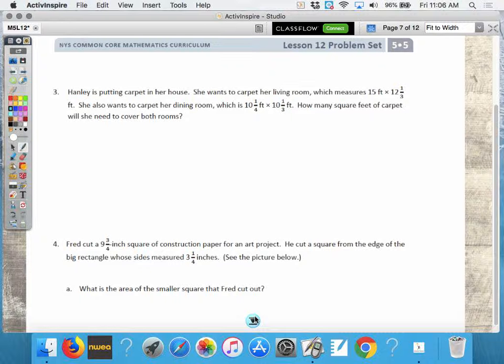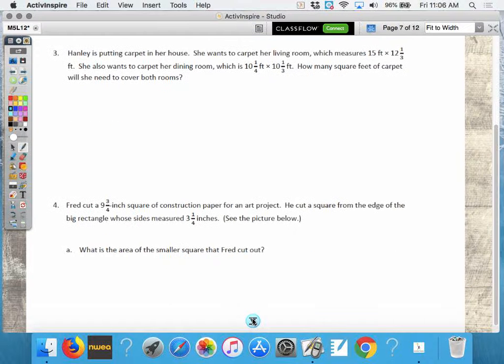Hanley is putting carpet in her house. She wants to carpet her living room, which measures 15 feet by 12 1/3 feet. She also wants to carpet her dining room, which is 10 1/4 by 10 1/3 feet. How many square feet of carpet will she need to cover both rooms? Okay, so basically, we have to do 2 area models and then add the answers together, okay?